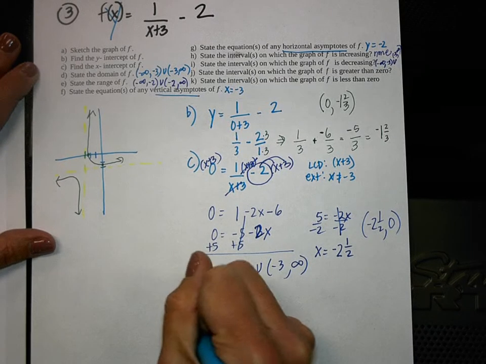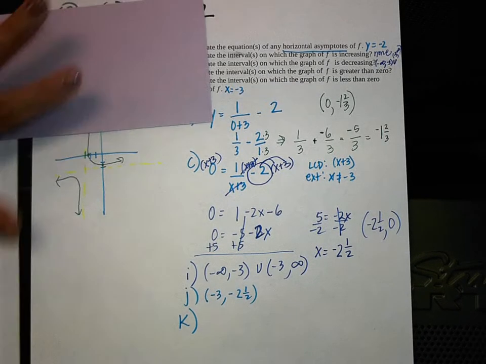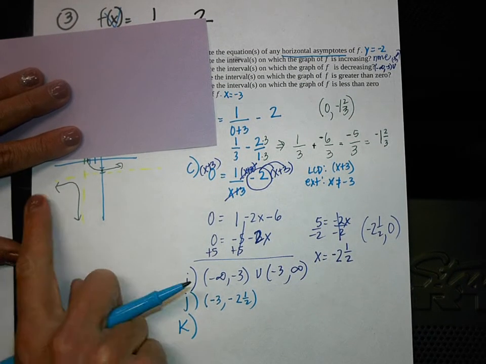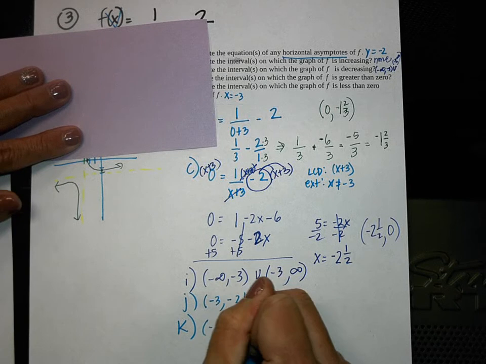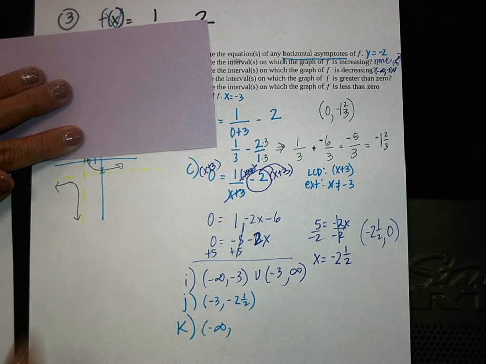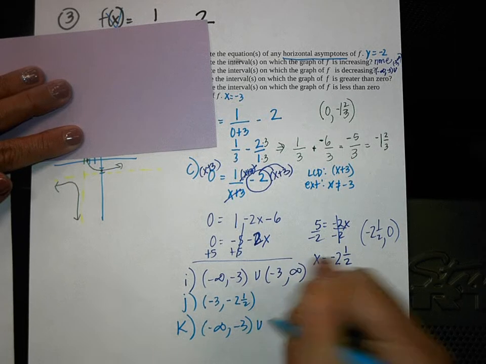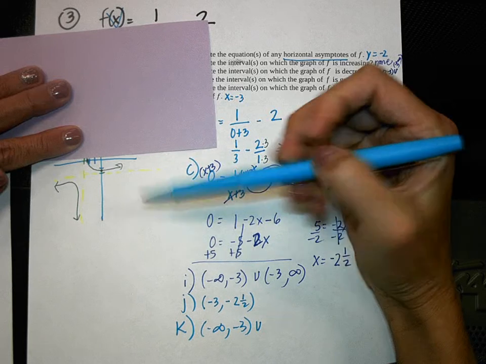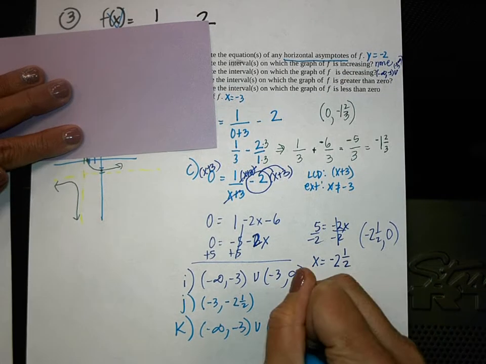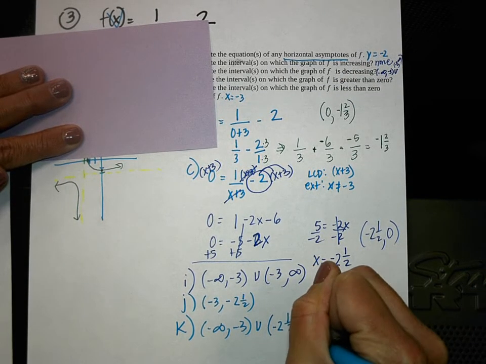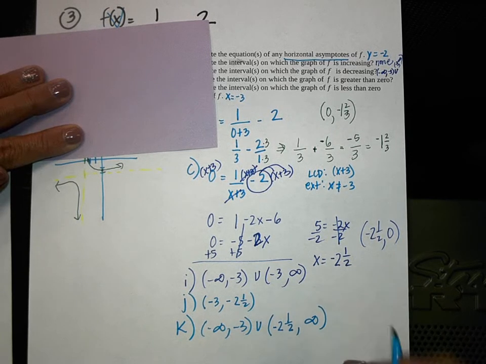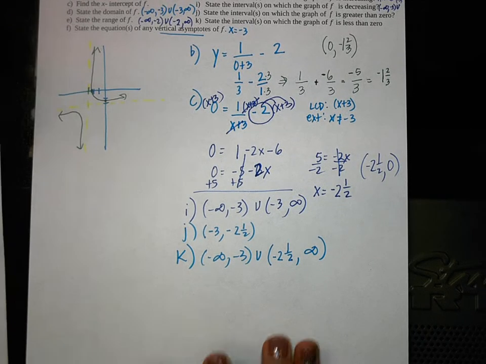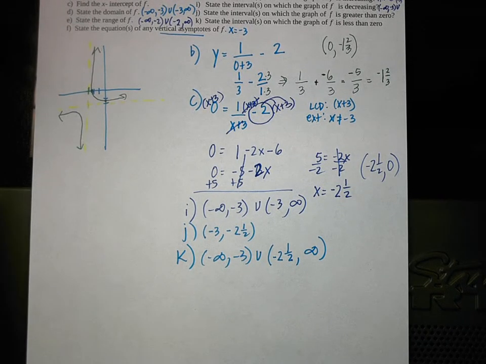Now for K, it says when is it less than 0? Well, the graph is less than 0 with everything right there. So starting, it's less than 0, starting at negative infinity, and it goes all the way to our asymptote, which is at negative 3. And then it doesn't start back up at the asymptote, it starts at that point where it's going below the x-axis. And so that value is what? Negative 2.5, and then it goes all the way to positive infinity. So that is where it is less than 0. Do we have any questions there?